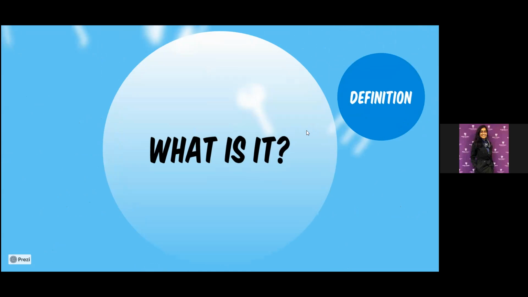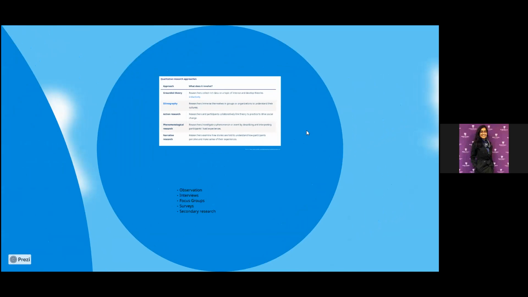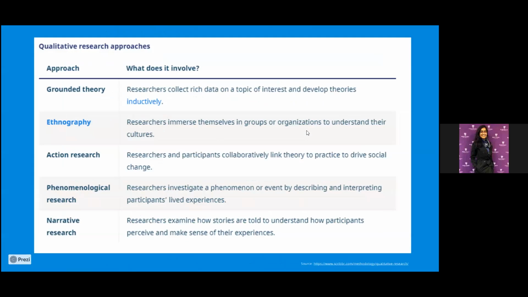Cool. So what is qualitative data? It is essentially non-numerical data used to understand the why and the how of a phenomenon that anyone wants to research. These are presented or sourced in the form of videos, in the form of text, and in the form of audio. And when you try to obtain such data, before you go straight to the methods, you want to look at the kind of approaches that are involved and the kind of angle you want to take to find the right kind of data that you need.